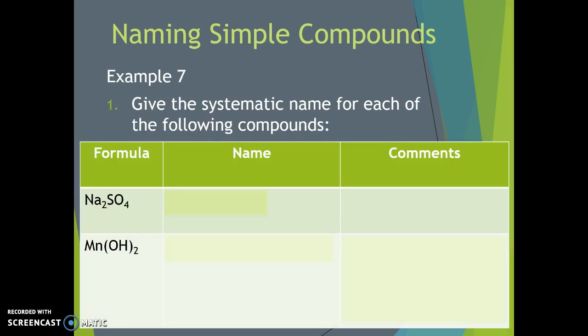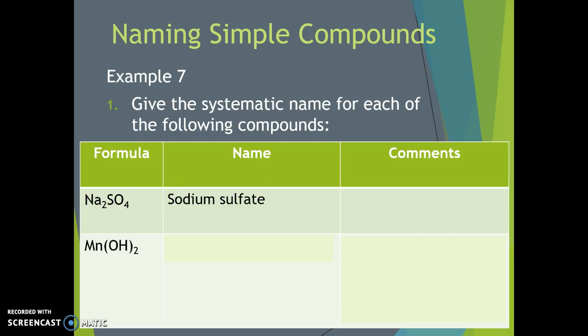So let's try doing some naming with the polys. The first example, sodium is not a transition metal, so it only has 1 charge. And then the group SO4 from the table is called sulfate. So the name of this compound would be sodium sulfate.